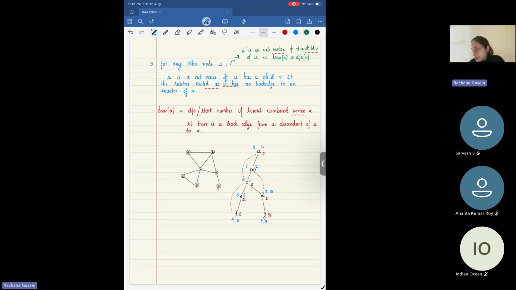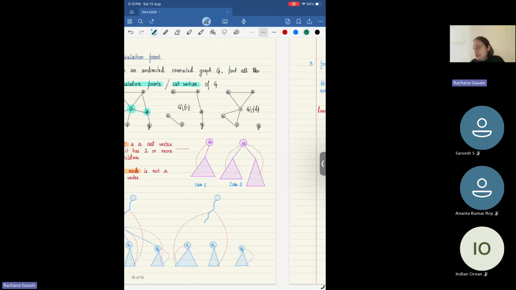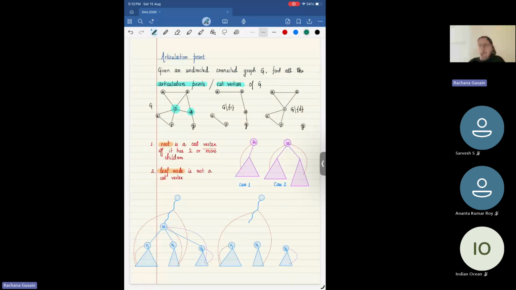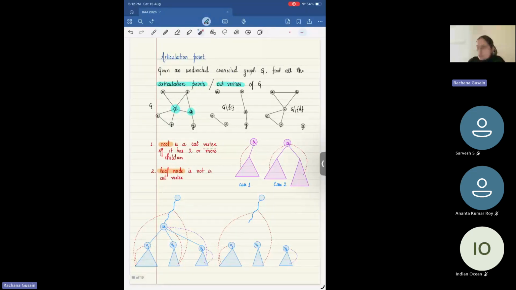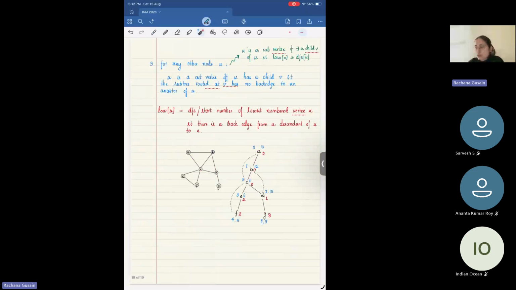So that is how we are going to identify all the cut vertices of a graph. You just need to do one DFS on the graph and then maintain these low values, and then you'll be able to answer whether a vertex is a cut vertex or not. Based on these low values, you should be able to answer for every node if it is an articulation point or not.